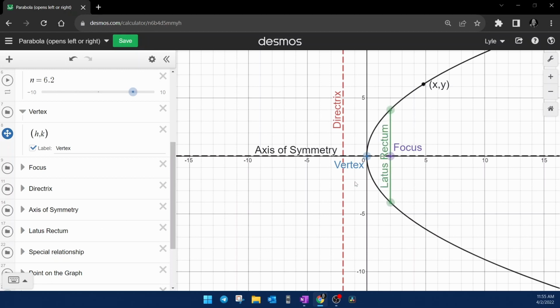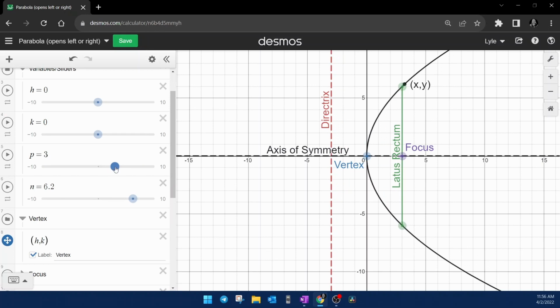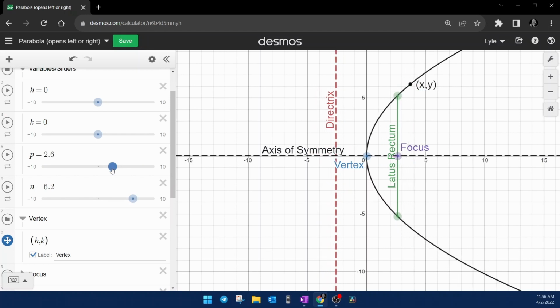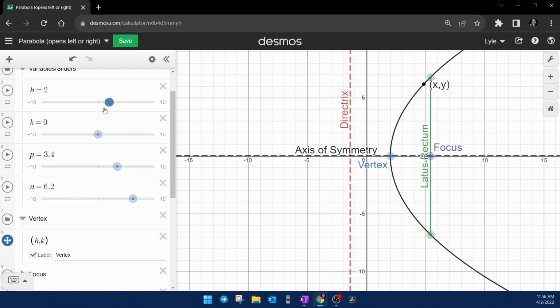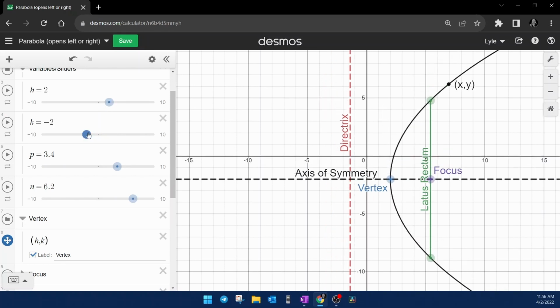And the latus rectum again, going through the focus, perpendicular to the axis of symmetry and parallel to the directrix. So again, if we change the curvature, we can see how the points change. And we can also change the location of H and K and see how that affects the location of the parabola, the directrix, the focus. All of the information can be demonstrated here in our DESMOS window.